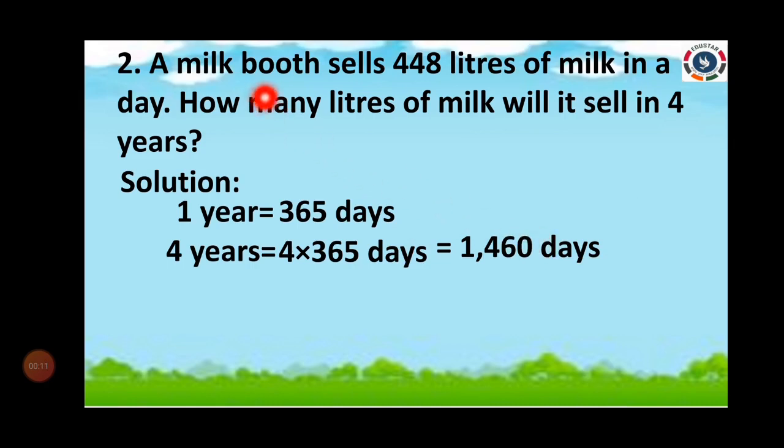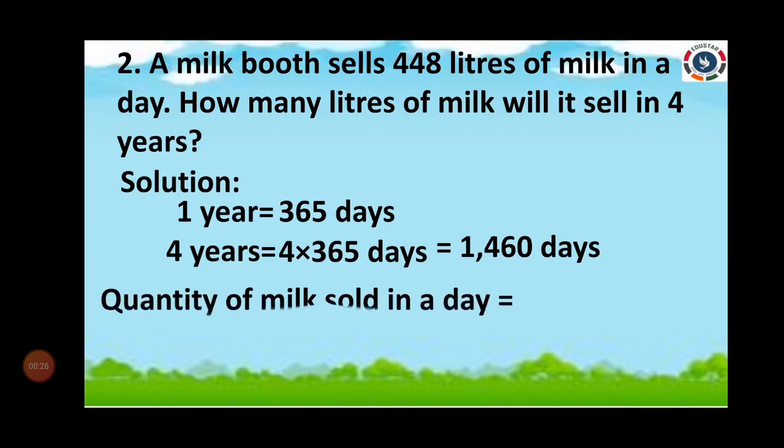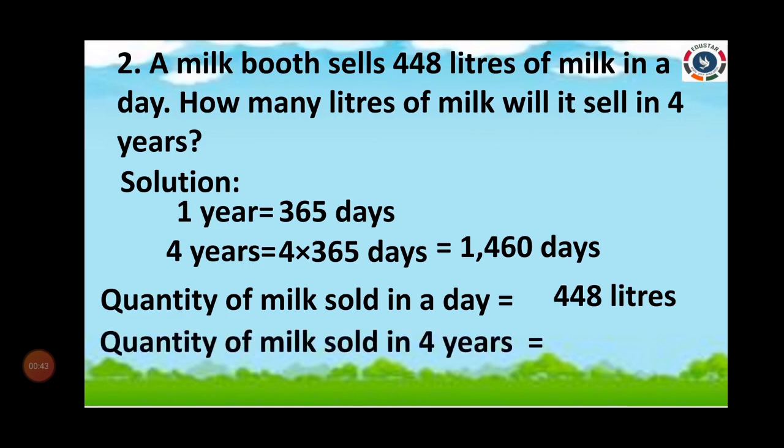Okay. Then what all is given in the question? Yes, a milk booth sells 448 liters of milk in a day. So the quantity of milk sold in a day, that we want to write first. So quantity of milk sold in a day is equal to how much? Yes, 448 liters. That we want to write. The next thing, what is asked in the question? How many liters of milk will it sell in 4 years? So quantity of milk sold in 4 years is equal to what we want to do here.